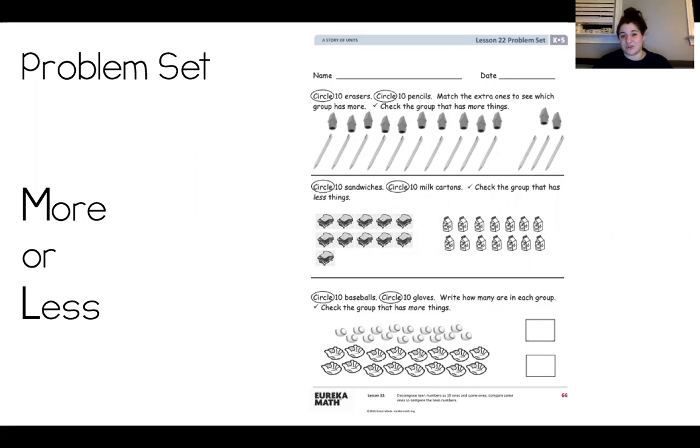This is where it gets a little bit tricky. You might need an adult to help you figure out if you're supposed to check the group with more or less. More starts with M, so you can also look for the M. Less starts with L, so you can look for the L to know which group to check. Your biggest job, friends, is to circle a group of 10 and match the extras to compare.